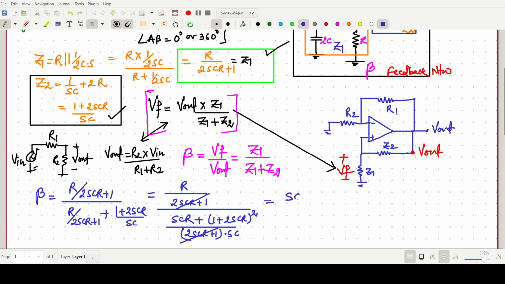In the numerator it should be SCR divided by SCR plus the whole term. So once again I am writing (1 plus 2 SCR) whole square. Now again we have to solve SCR. Now we have to break the denominator section: SCR plus 1 plus 4, this one is our 4, S square C square R square plus 4 SCR.